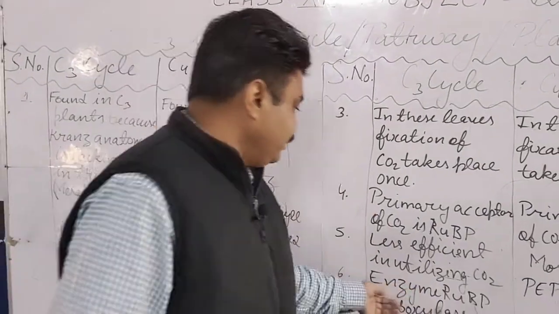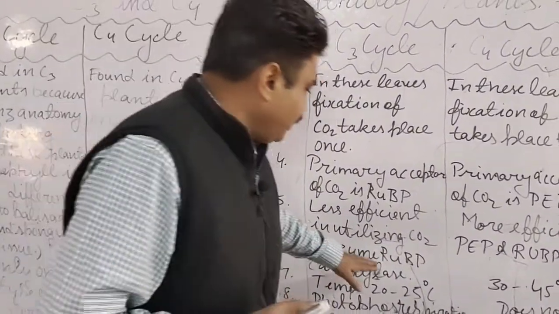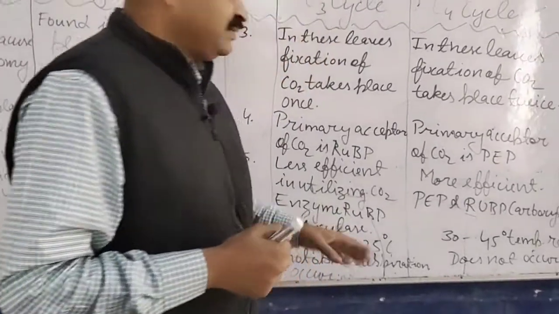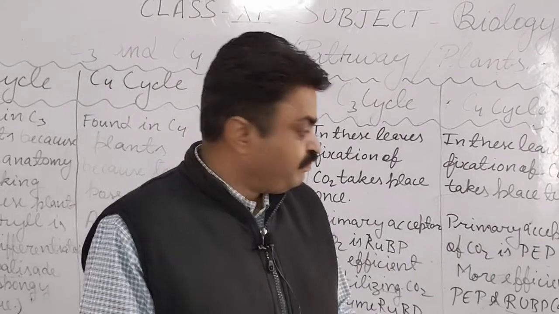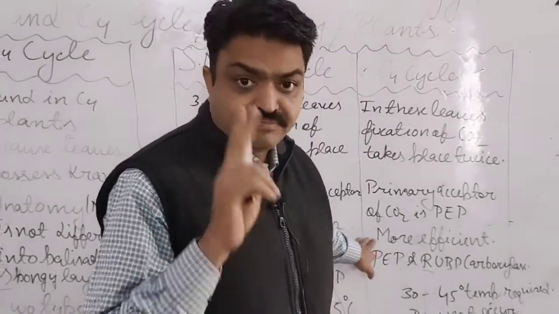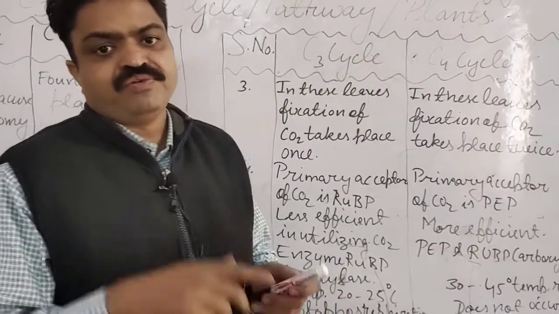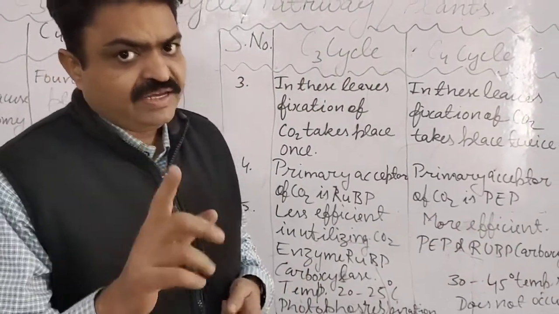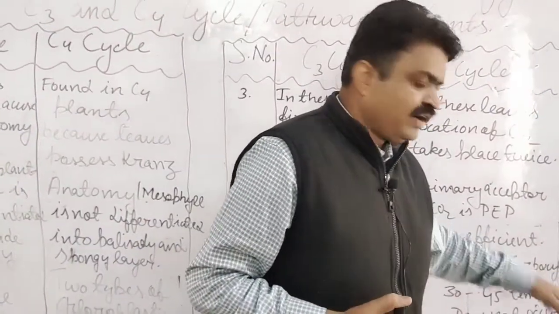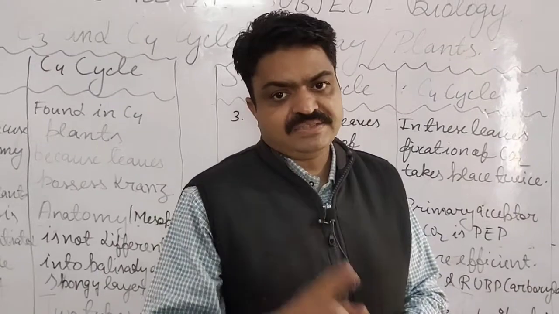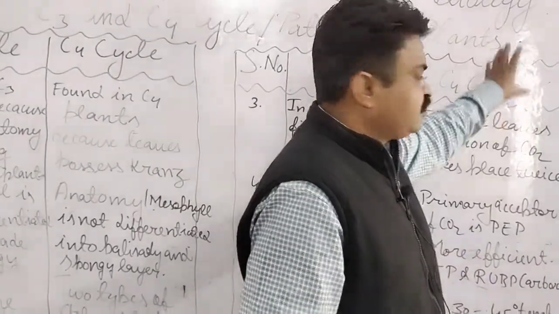Next, student, the enzyme involved in the C3 cycle is RuBP, that is ribulose bisphosphate carboxylase. But in the C4 cycle, two enzymes are involved. First is PEP, phosphoenol pyruvic acid carboxylase enzyme. With this, the ribulose bisphosphate carboxylase enzyme, so two enzymes are involved in the C4 cycle.